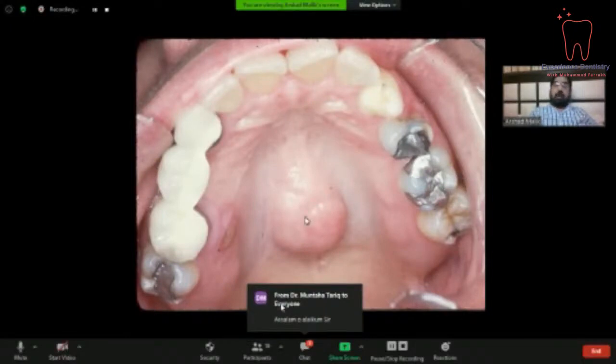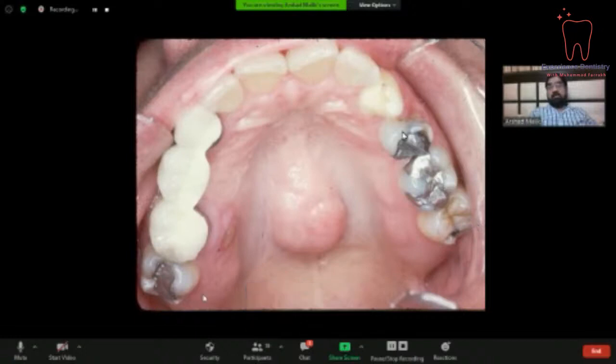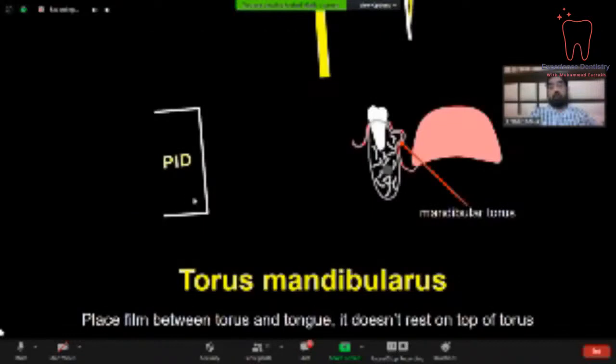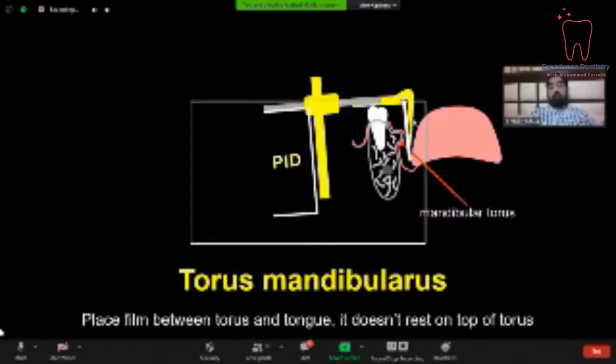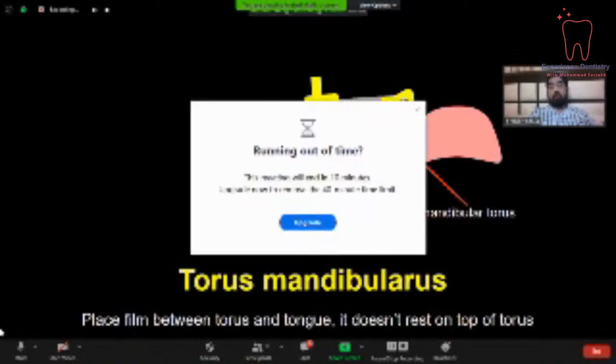If the torus mandibularis is there, you have to place the film. This is torus mandibularis, this is tongue, this is throat, this is mandible, and you are going to place the film right there. And then you are going to place your X-ray cone parallel to that of the film. And how you are going to take the X-ray when there is torus palatinus or mandibularis.